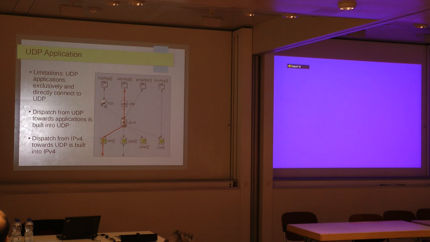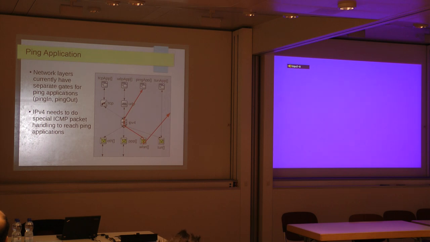The UDP is pretty much the same, so there's some kind of redundancy here, because it's the same kind of dispatch mechanism. The more weird thing regarding this is that network layers actually have separate gates for ping applications, which is kind of weird because it's not how the real world looks. And more than that, IPv4 needs to do some special ICMP packet handling to be able to forward the packets to the ping applications.